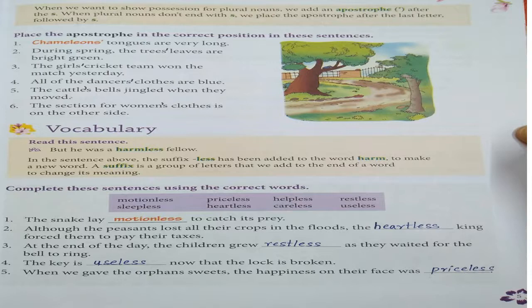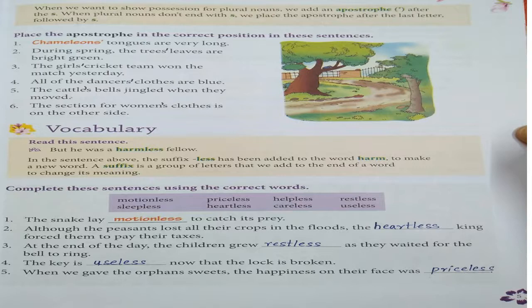So the next bit is vocabulary. As we have already learnt about suffix in vocabulary, a suffix is a group of letters that we add to the end of the word to change its meaning. Now in the exercise, in the help box you have got a few words: motionless, priceless, helpless, restless, sleepless, heartless, careless, useless. So what is common among these words, children? LESS is the group of letters added at the end of each word. So these letters LESS are called a suffix.